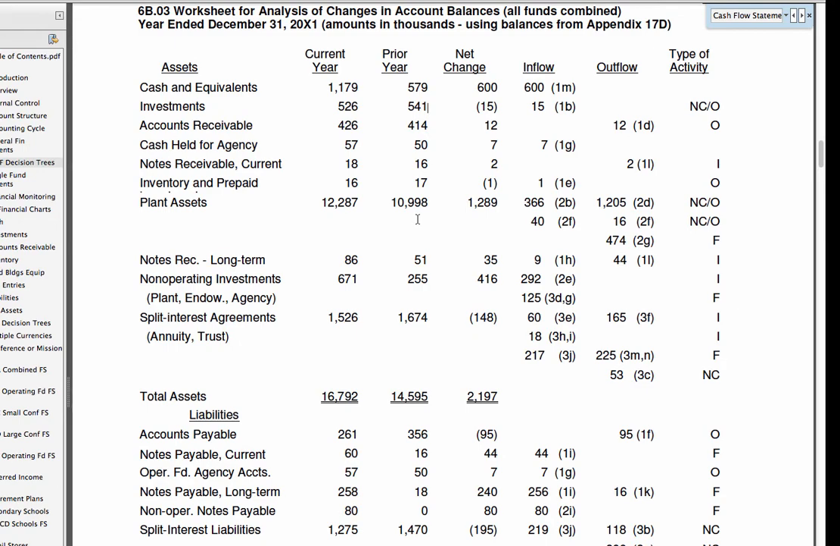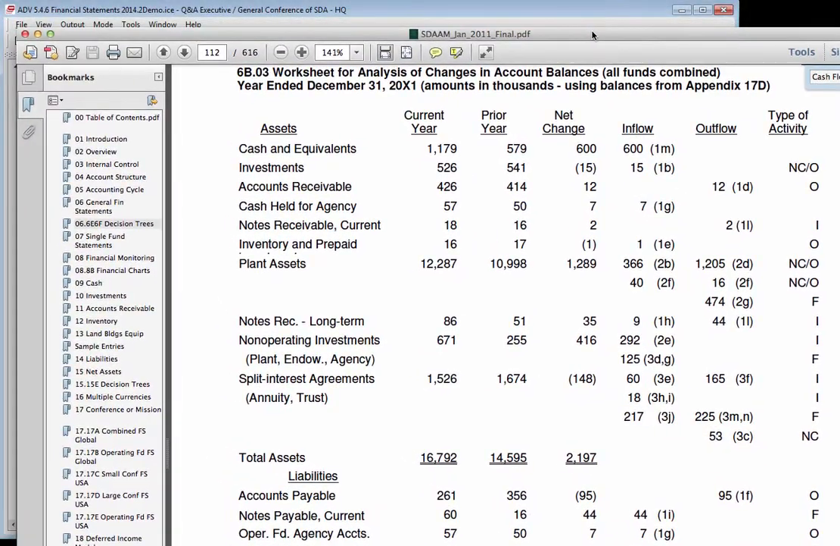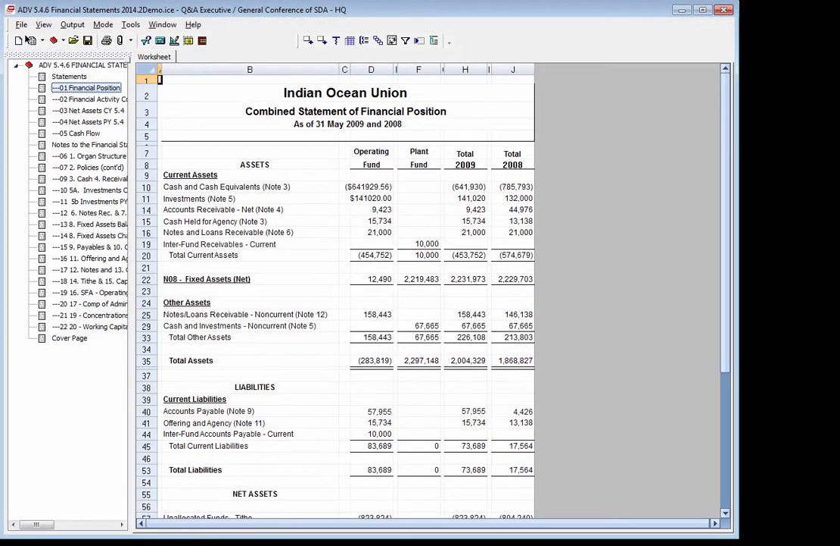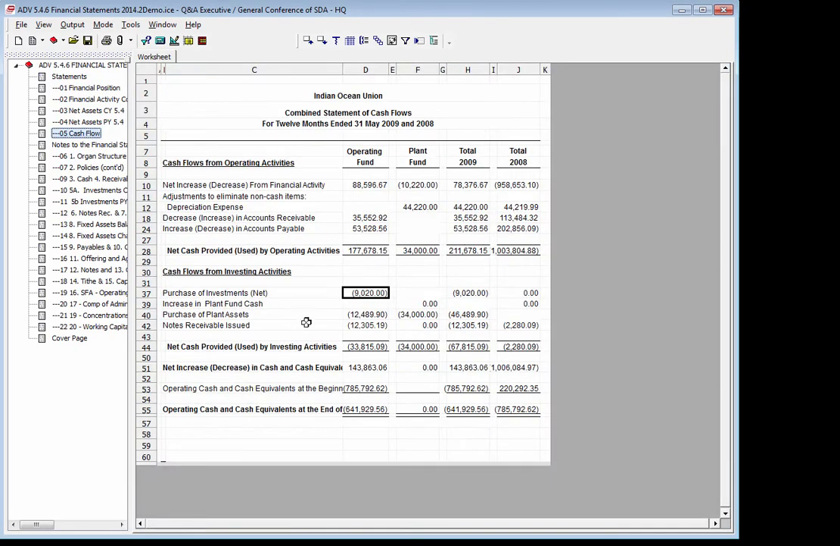And so now, in order to really illustrate that, let's just go and look at the cash flow statement, and I can show you what I mean. Okay? All right. So here is our cash flow statement already extracted. And so, for example, purchase of investments here, in this sample data, I'm saying we have purchased 9,020 of new investments. Well, that would be all of the debits going into the investment account.